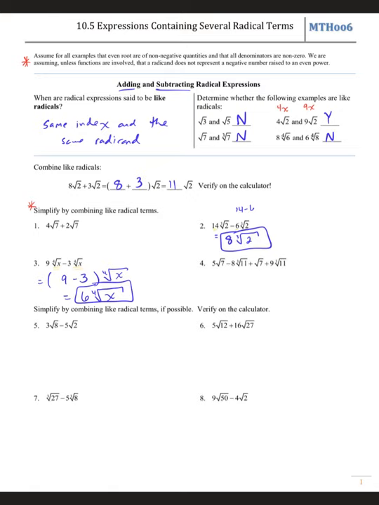So go ahead, try 1 and 4. Okay, you can see your answers for number 1. You have to do 4 plus 2 is 6 times the square root of 7. Number 4, the first thing I did is use the commutative law to reorder them.